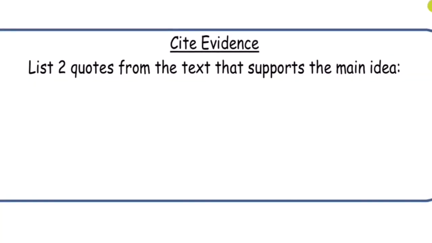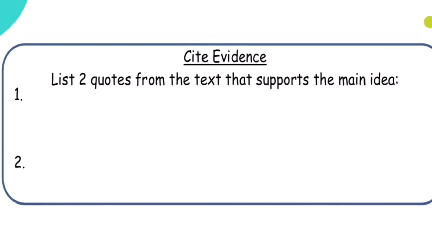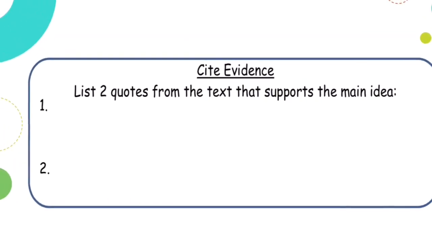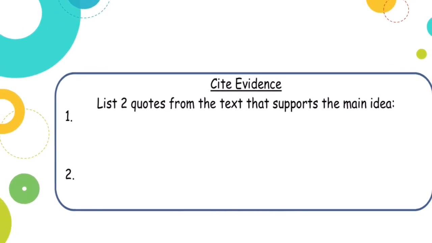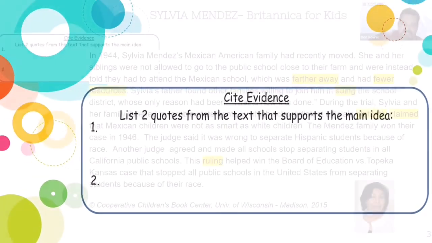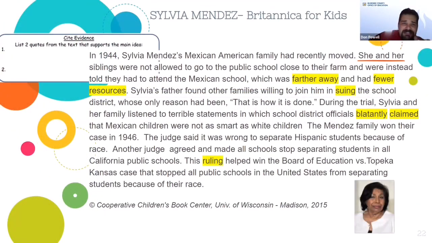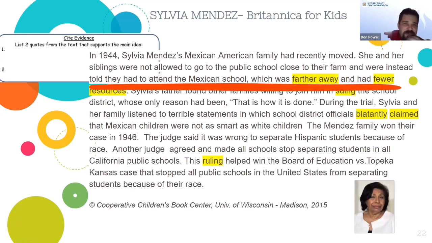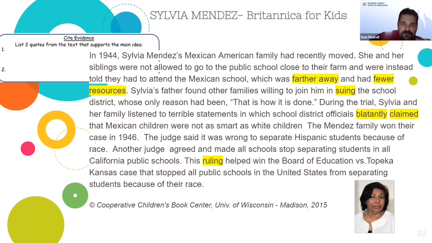And then we talk about pulling two quotes that support the main idea and the evidence. With that thought in mind, what I'm hoping my students pull from this document are maybe the second sentence: She and her siblings were not allowed to go to the public school close to their farm, and were instead told they had to go to the Mexican school, which was farther away and had fewer resources. And then maybe the judge said it was wrong to separate Hispanic students because of race.